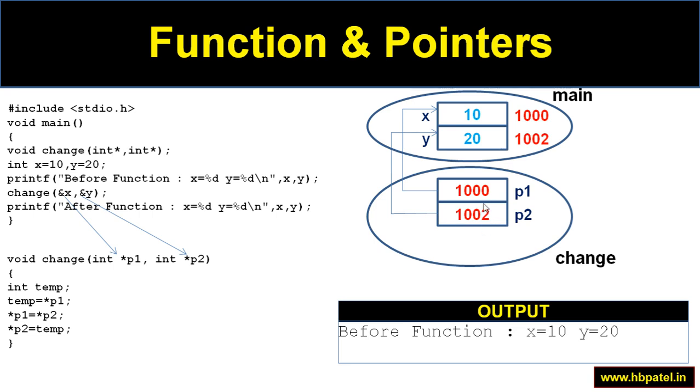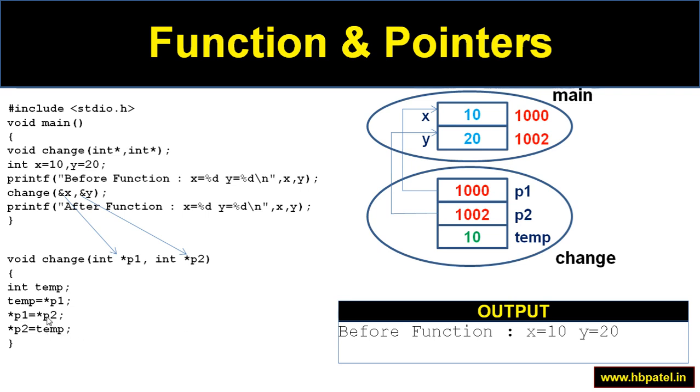So p2 is 1002. So indirectly p1 is pointing to x and p2 is pointing to y, because p1 and p2 are holding addresses of x and y respectively. Now we have one more variable, temp, and this program is nothing but swapping the values of x and y. First is temp = *p1. What is *p1? Content being pointed by p1. Right now p1 is pointing to x and *p1 is 10. So that 10 is assigned into temp. So now temp becomes 10.